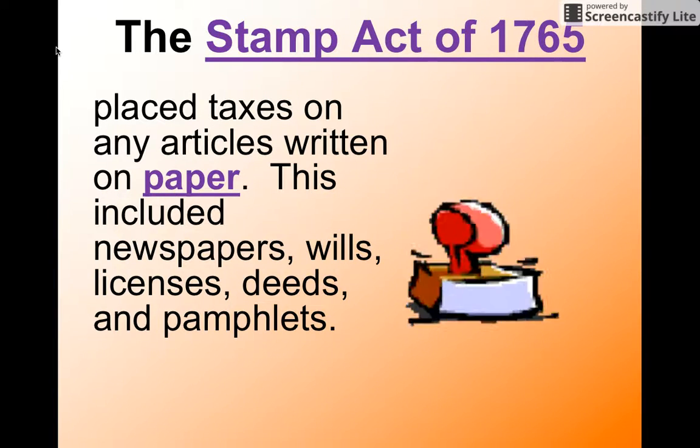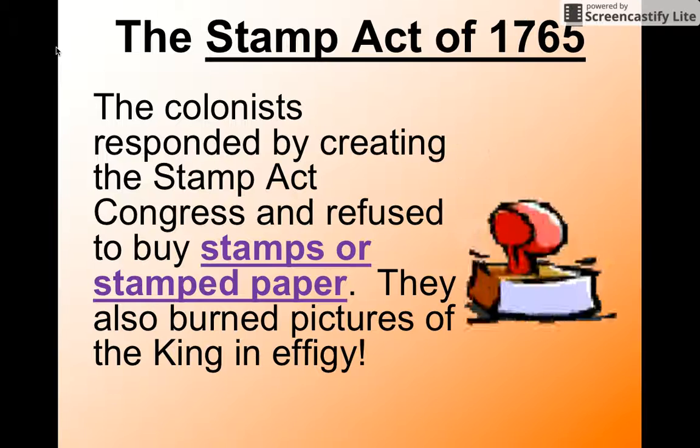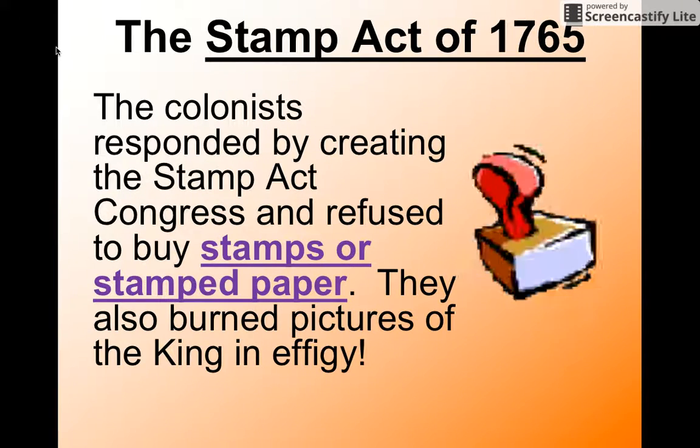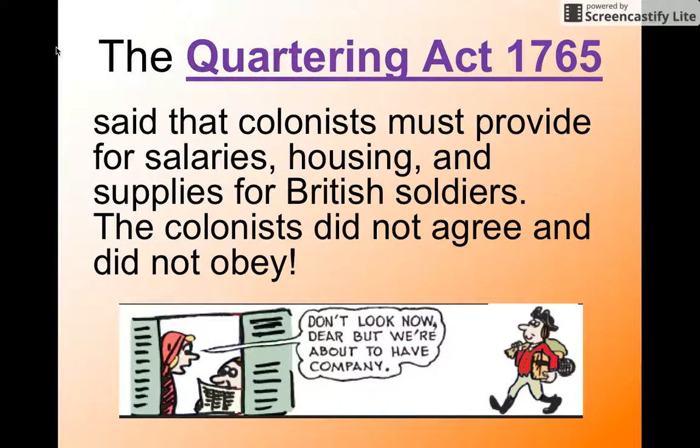This included newspapers, wills, licenses, deeds, pamphlets, marriage certificates, stamps. This was anything that was a written document. The colonists responded to this by creating the Stamp Act Congress, and they refused to buy stamps or the stamp paper. They also burned pictures of the king.